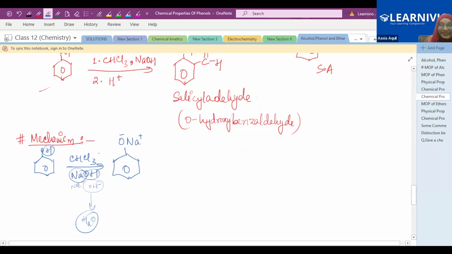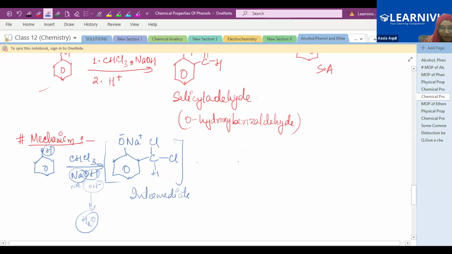Now this CHCl3, in the same step, you are adding the chloroform also. So this chloroform will introduce the CCl2 here, and to complete the valency, you have to add one hydrogen. So you introduce CHCl2 on the ortho position. Is it clear? First step. Okay. Now, second step. This is basically your intermediate.